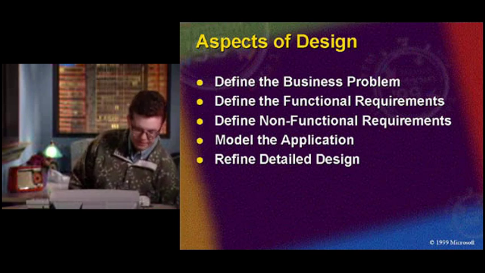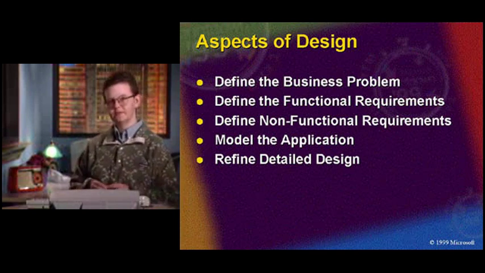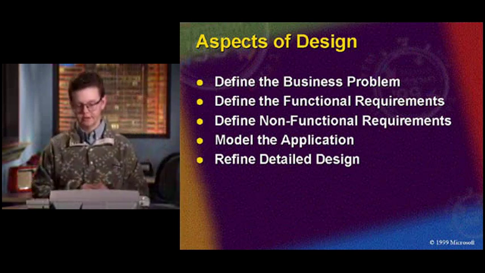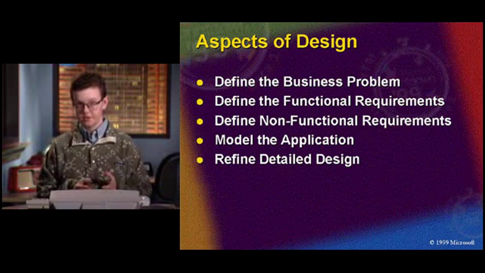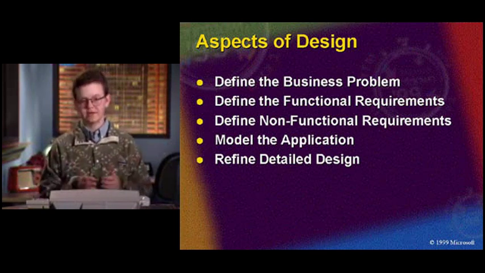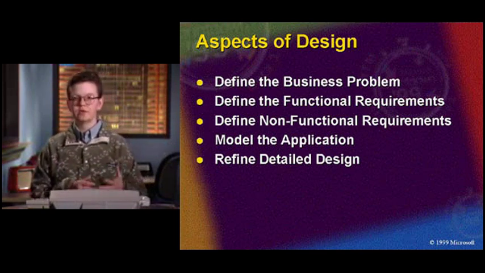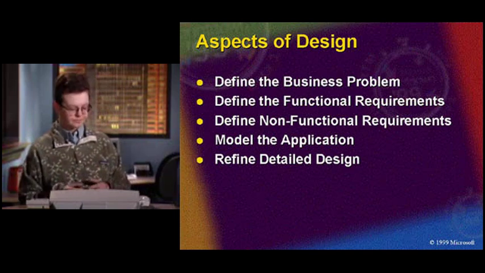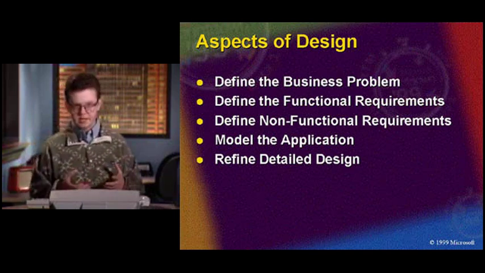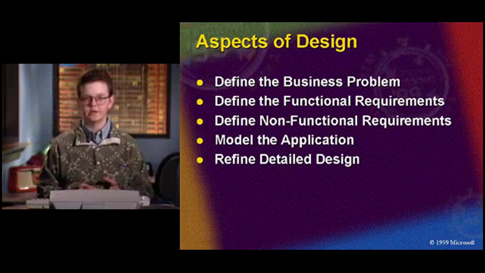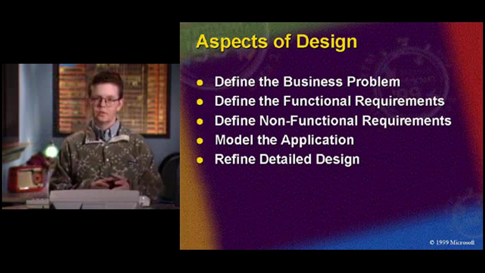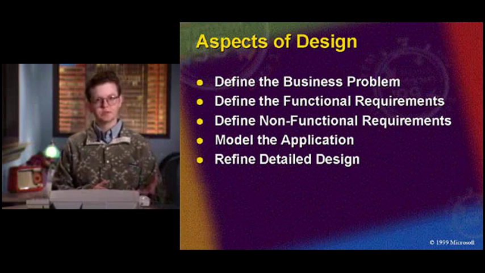So this is a very, very high-level look at things that you do when you're designing an application. You have to figure out what your business problem is. That ought to be a given. Once you've done that, you work out what the functional requirements are. In many cases today, we use things like use cases and scenarios to figure out what the application needs to do from the user's perspective.